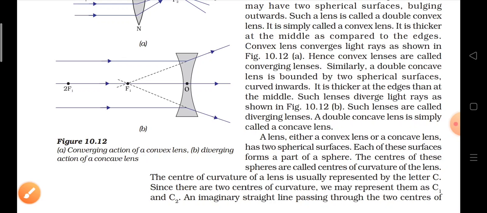The center of curvature of a lens is usually represented by capital C.